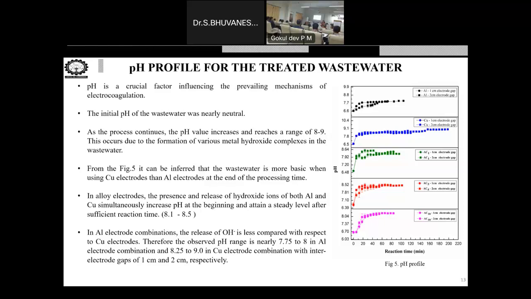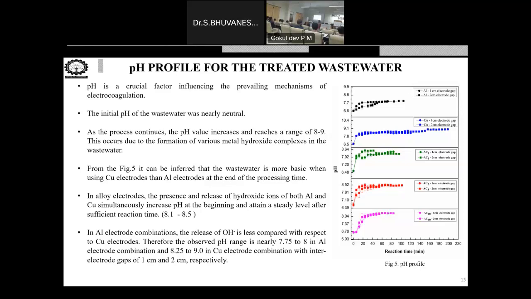Why is it in the alkaline range? Because of hydroxyl formation. That hydroxyl formation is less in the aluminium combination compared to the copper combination. Can you tell me why? In the aluminium combination, the hydroxyl formation is less, so the final pH goes up to about 7.75 to 8. The initial pH was 6.6, and the final pH goes up to 8.